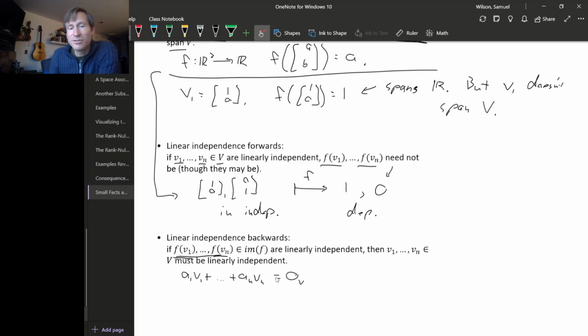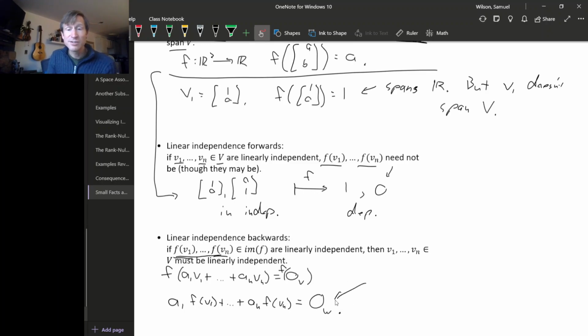Now we know about linear independence in W, in the codomain space. So how do we get to the codomain space? Use f. Hit both sides of this with f. Now on the left-hand side, we can use preservation of structure. So this is a1 f of v1 plus dot dot dot plus an f of vn. And what does f do to the 0 vector in V? Well, it has to turn it into the 0 vector of W because it's a linear map. But this is a linear dependence relationship among the f of v1 through f of vn.